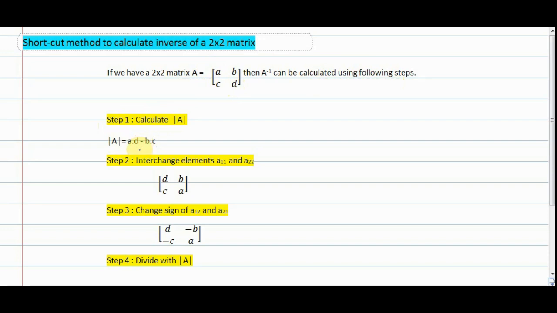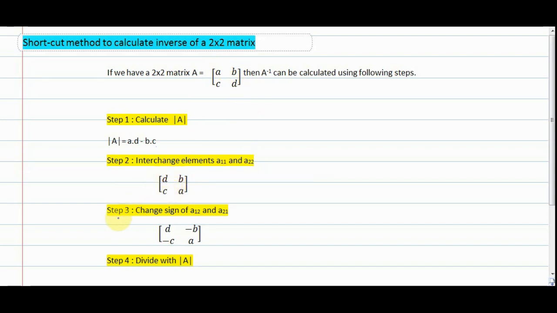Now step 2 is to interchange elements A11 and A22. Those are the elements present in the main diagonal, so interchange those two elements. So d goes in the position of a and a comes in the position of d. So we have interchanged elements A11 and A22, and we will be getting this matrix.